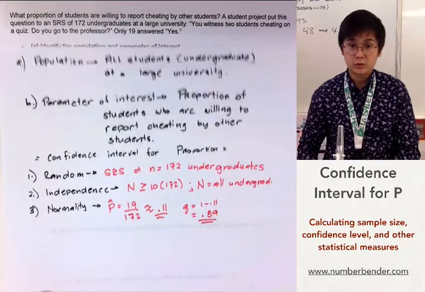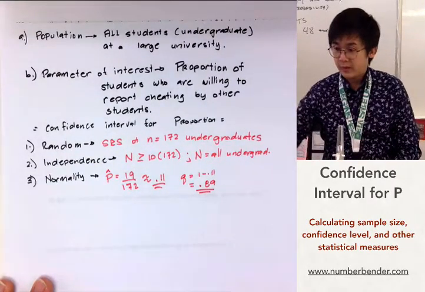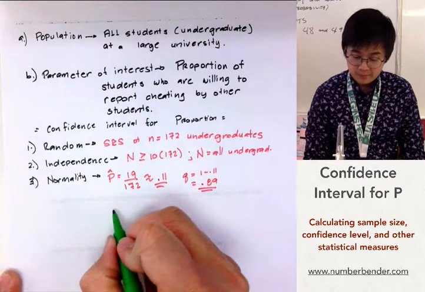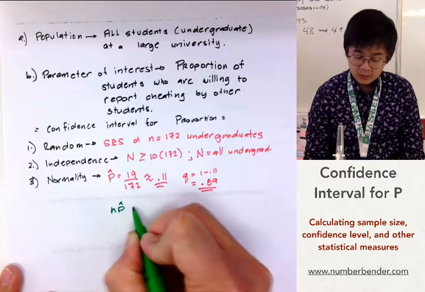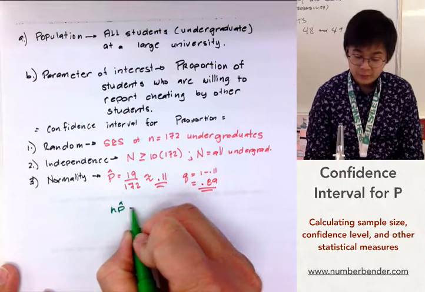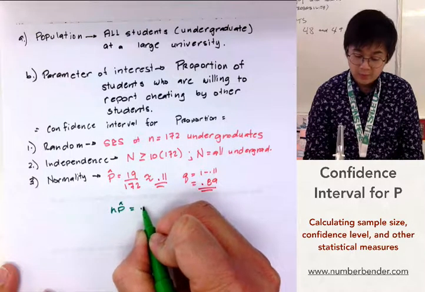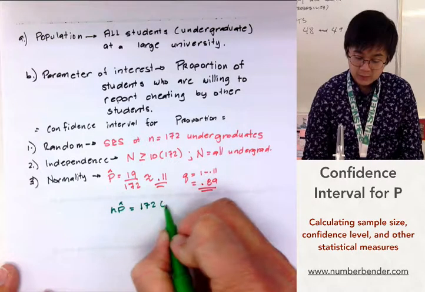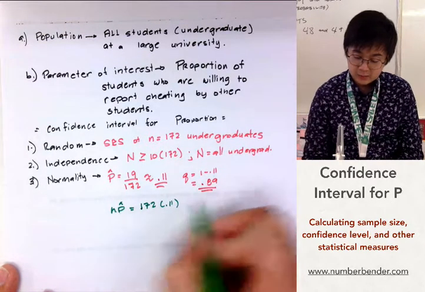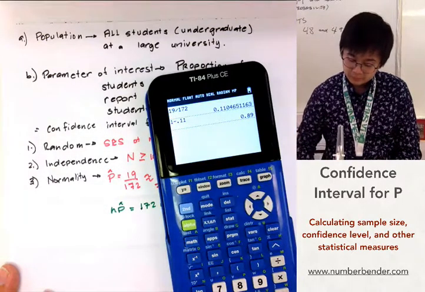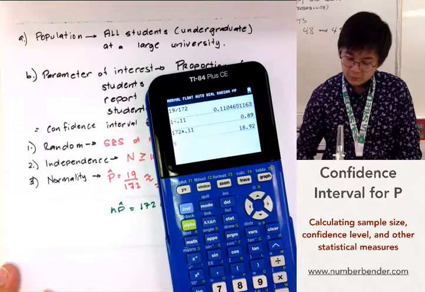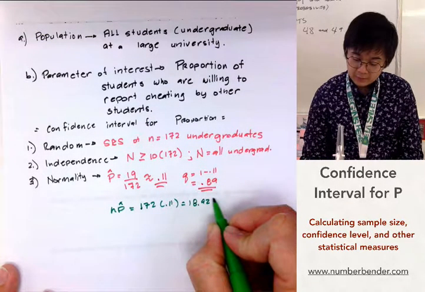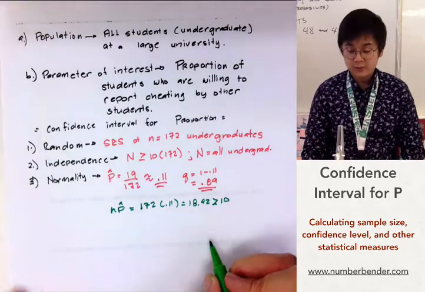So, to work it out, yung first condition should be NP should be greater than or equal to 10. So, yung NP natin is n of 172 times 0.11, which gives us 18.92 ay greater than 10 or equal to 10. So, satisfied yung first one.